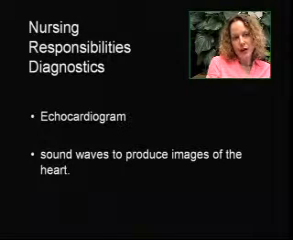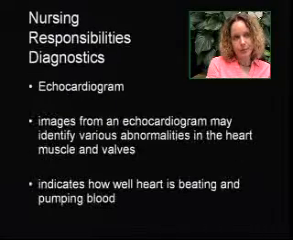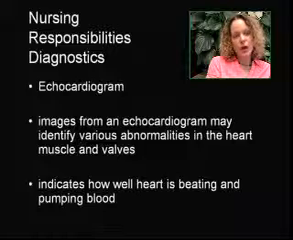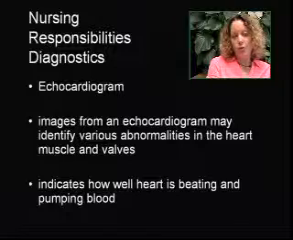So an echocardiogram uses sound waves to produce images of the heart. And so just a standard echocardiogram can be used to identify various abnormalities in the heart muscle or the valves. So this can indicate how well the heart is beating and pumping blood. Here we have a video.